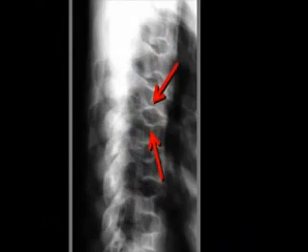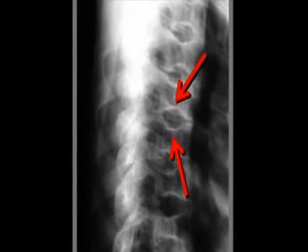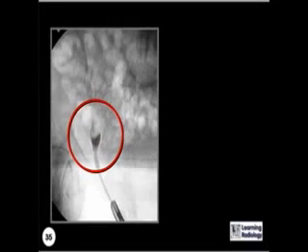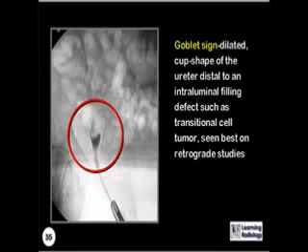What is the name given to this sign? These are H-shaped vertebrae, sometimes called Lincoln log vertebrae, which are central depressions in the vertebral end plates caused by avascular necrosis, such as might be seen with sickle cell disease. What is the name of this sign? It's the goblet sign, which is a dilated cup shape of the ureter distal to an intraluminal filling defect such as a transitional cell carcinoma, seen best on retrograde studies such as this.